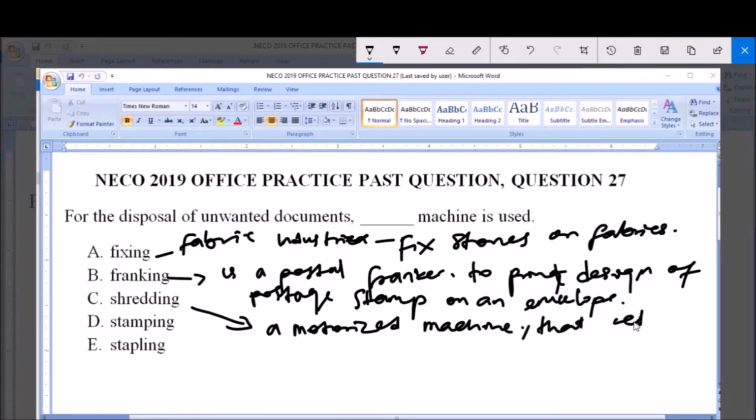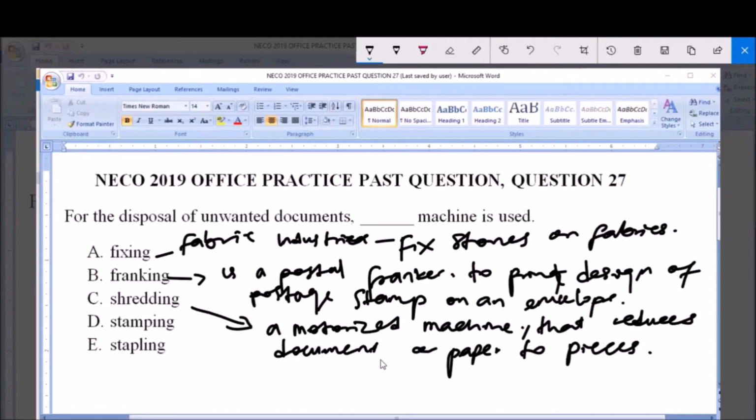That's what reduces documents or paper to pieces. Now, this shredding machine helps to render documents useless. That is, it makes the documents in such a way that they can no longer be recognized by anyone or can no longer be used.